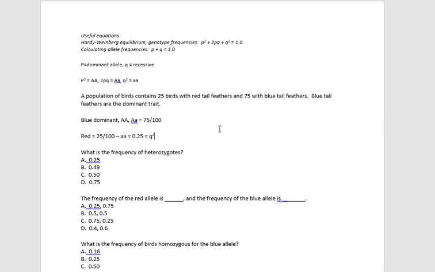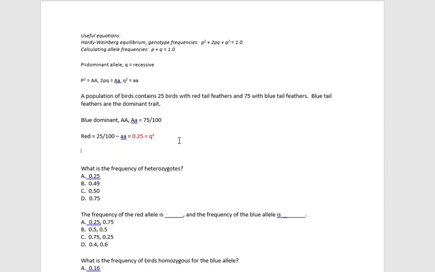Okay, so if we look at this again, blue is dominant, red is recessive, and I'm telling you that there are 25 birds with red tail feathers and 75 with blue, which means there's a total of 100. 25 of them are red. 25 out of 100 is 0.25, which is our Q squared. And so what we can figure out from that is Q, right? If Q squared is 0.25, then Q has to equal 0.5, because if you take the square root of 0.25, we get 0.5.